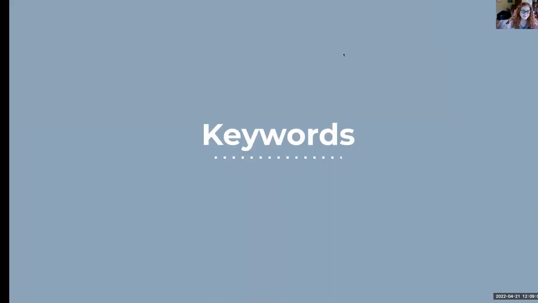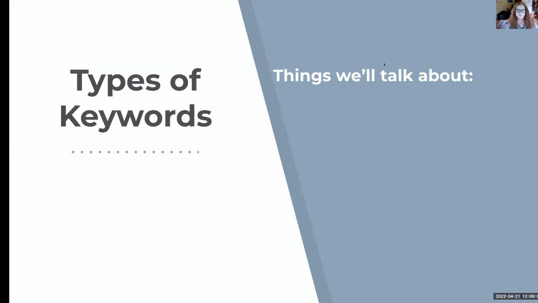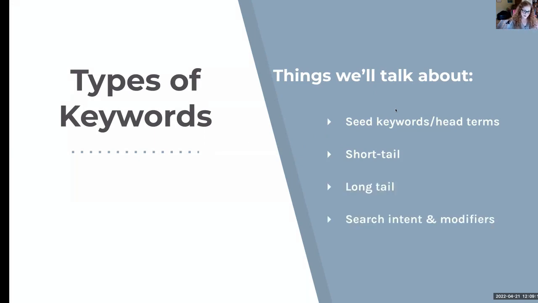We're going to dive into the anatomy of a keyword. As weird as that sounds, it's a little bit of science. We're going to talk about something called seed keywords and head terms, and short tail and long tail and modifiers and search intent. And we started learning about search intent last week.